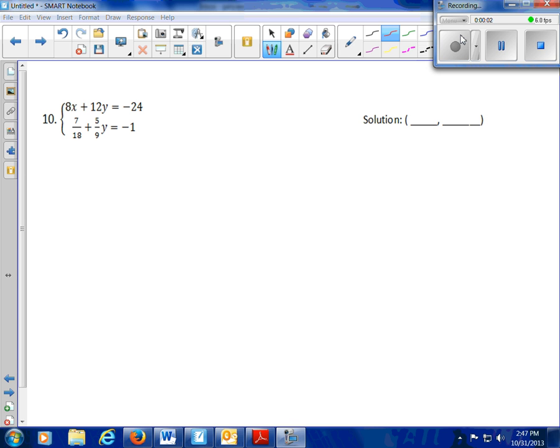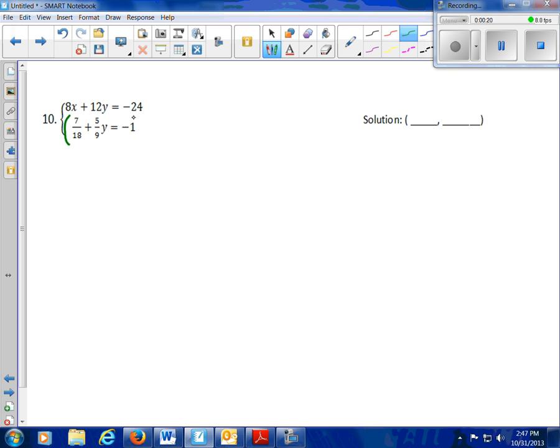Alright, for problem number 10, we are still using elimination. And the whole goal is still the same. I want to get the numbers in front of either x or y to be the same, but opposite signs. And what immediately draws your attention is probably the fractions. So we know from class how to get rid of fractions.